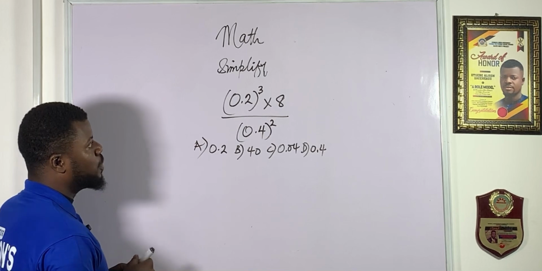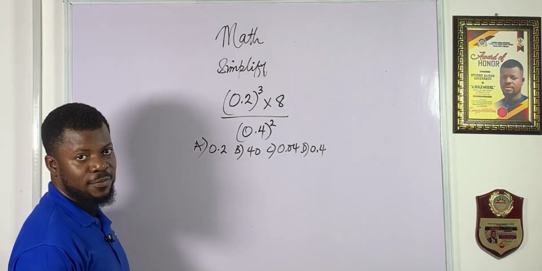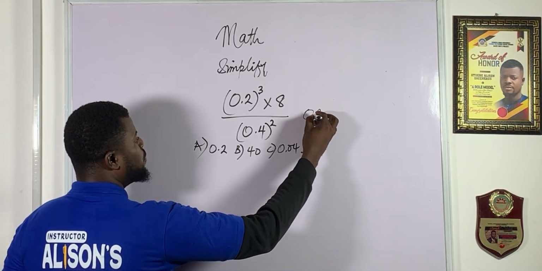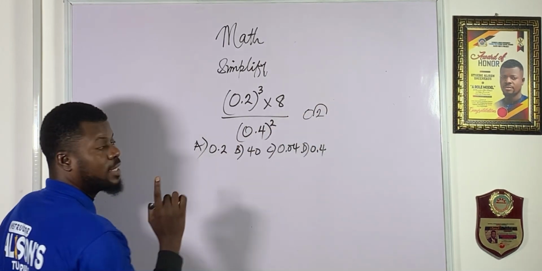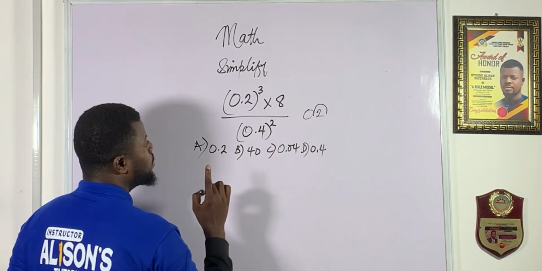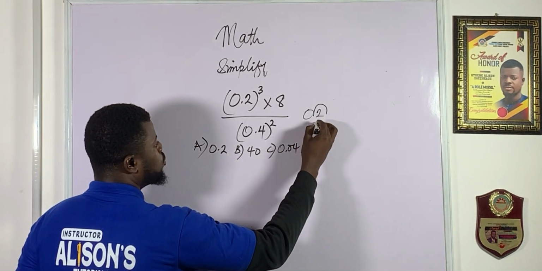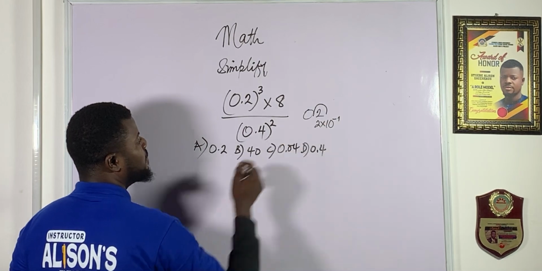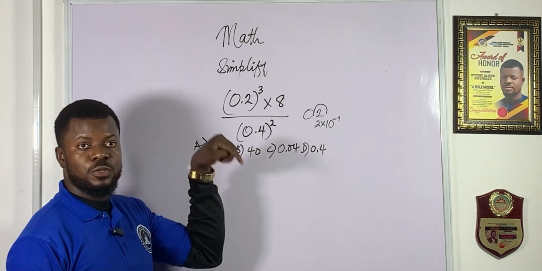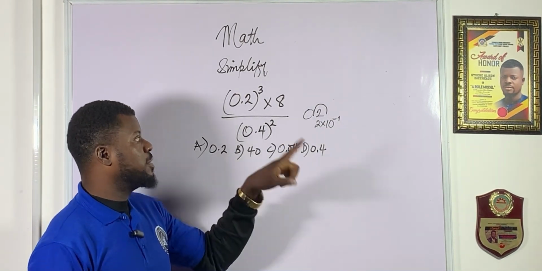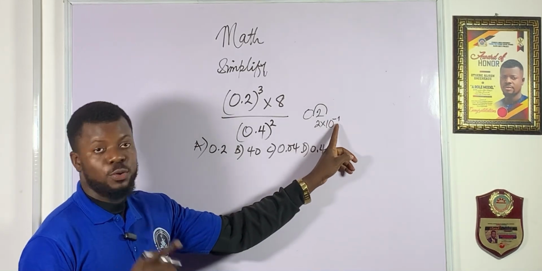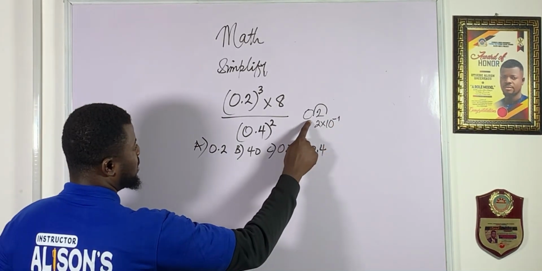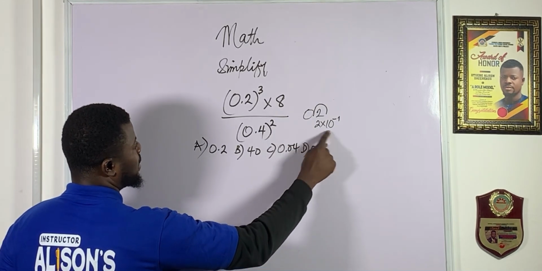All right, how do we convert 0.2 to standard form? If you have 0.2, you want to move this decimal point just one time in front of the 2, and that will give you 2 times 10 to the power of negative 1. Why is it negative 1? Because you're moving from the left to the right. If you're moving from the right to the left, it would have been positive 1. Keep that in mind. So we've converted this decimal to standard form.